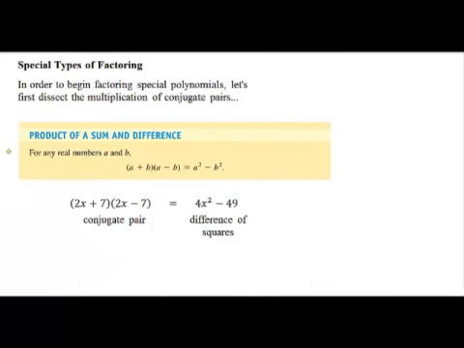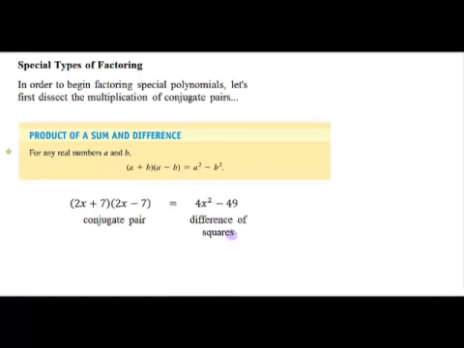Special types of factoring. In order to begin factoring special polynomials, let's first dissect the multiplication of conjugate pairs. This is also called the product of a sum and a difference. We have the sum of two numbers and the difference of two numbers, and we're taking the product of those. Remember that when we multiplied those, the middle terms, the O and the I of the FOIL method, end up canceling out, and we have just a squared minus b squared. So when we have conjugate pairs that multiply together, the result is called the difference of squares.